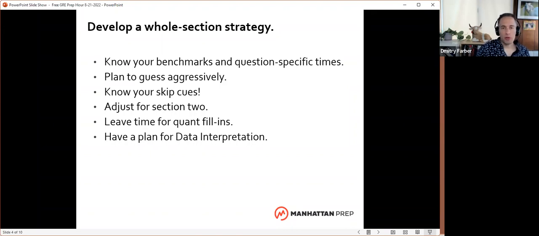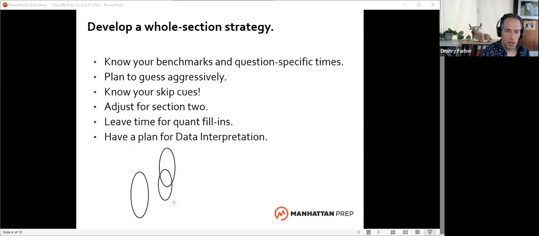You also want, on both quant and verbal, to get good at adjusting for section 2. What that means is, if you've seen how this test is scored at all, for both verbal and quant, they give you 2 sections plus an experimental of one or the other that doesn't count. But they'll give you a first section, and depending on how you do on that, you'll get either a harder second section, a medium second section, or an easier second section. There may be some subdivisions there. They don't fully disclose that, but this is the idea.